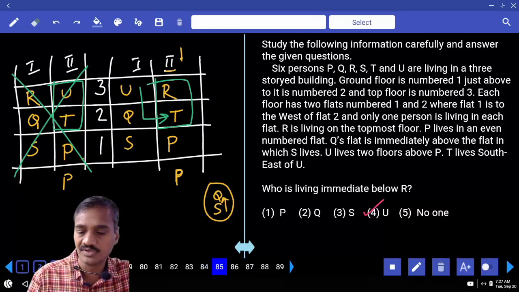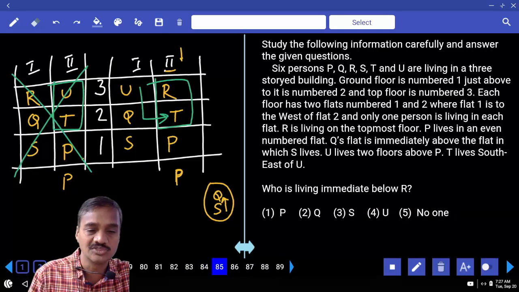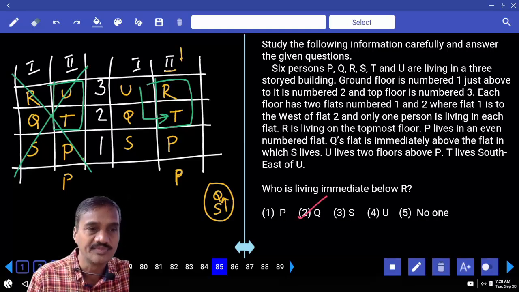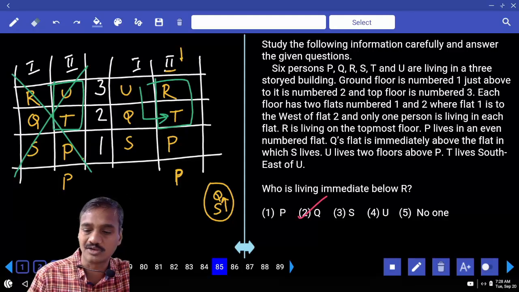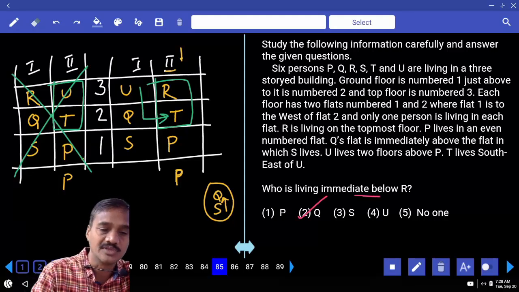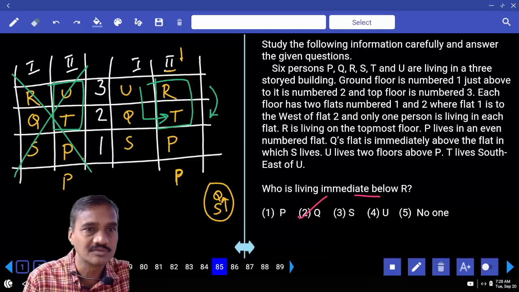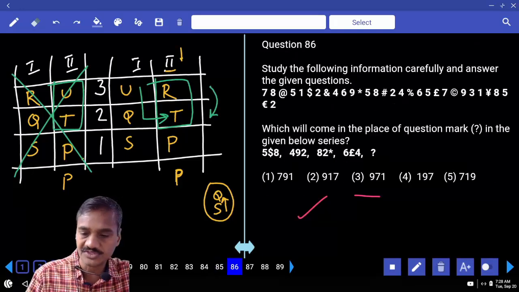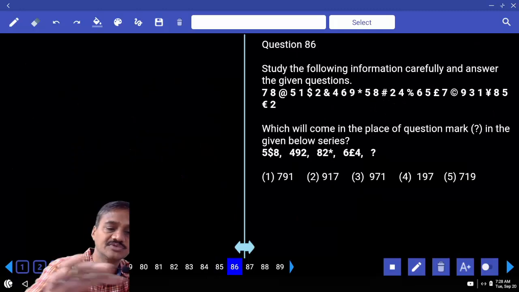Then 85, who is living immediately below R? Immediately below R, who is that person? T and Q is given as the choice. Immediately below flat, as here. Immediately below R. That means since R is on the third floor, the two persons on the second floor are immediately below R. Done? 85, it is choice. Then 86 onwards, it is based on sequence.